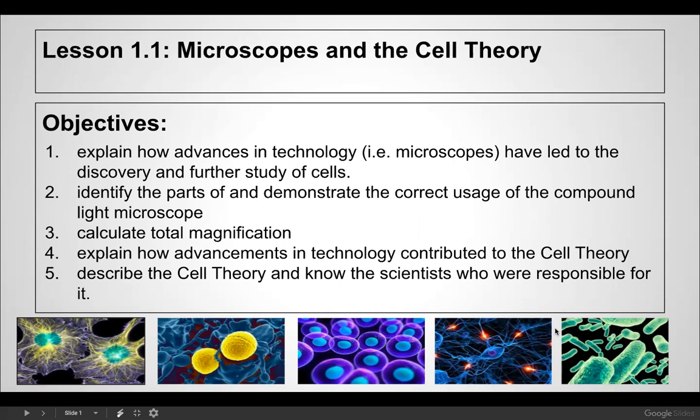Identify the parts and demonstrate the correct usage of a compound microscope. Calculate total magnification. Explain how advancements in technology contribute to the cell theory, and describe the cell theory and the scientists, and know the scientists who were responsible for it. So on the bottom here, you see a bunch of just various kinds of cells.